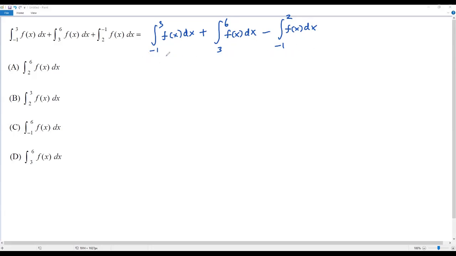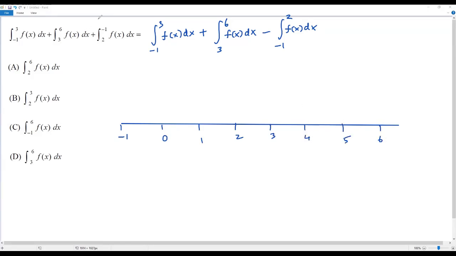Now, to get the result of the simplification of these quantities, I'm going to draw a number line. In this number line, I am going to mark -1, because the starting value is -1, then 0, 1, 2, 3, 4, 5, and 6. Now let me erase the remaining part. I'm going to consider the first integral, from -1 to 3. Let me mark it here, and the second one is from 3 to 6.